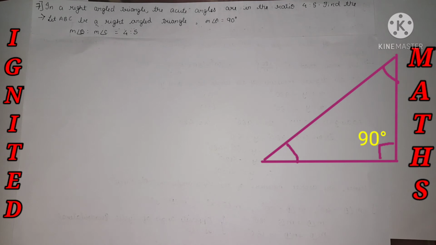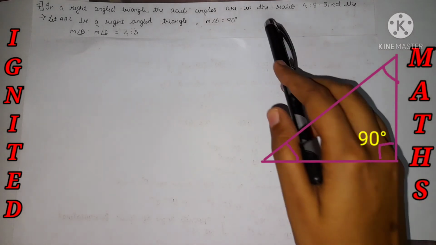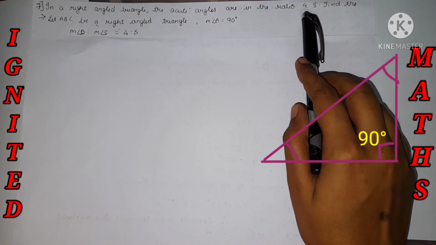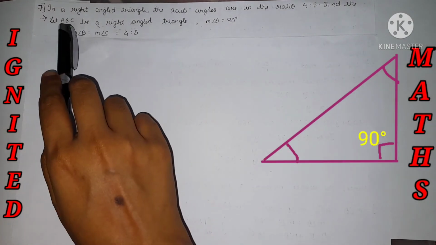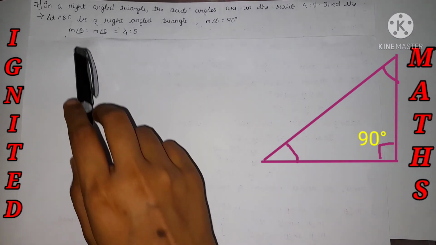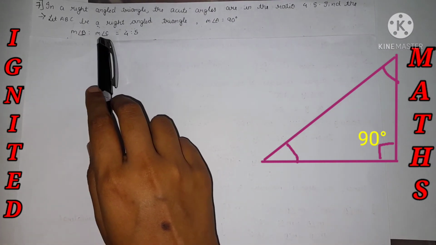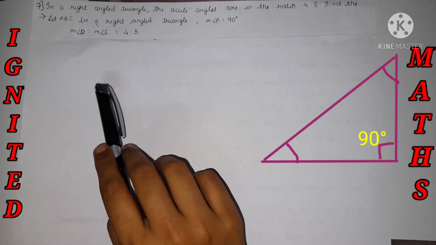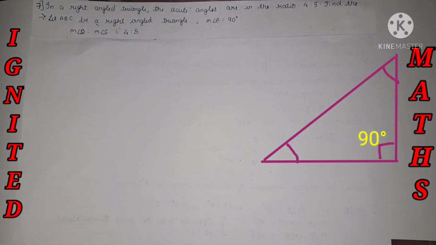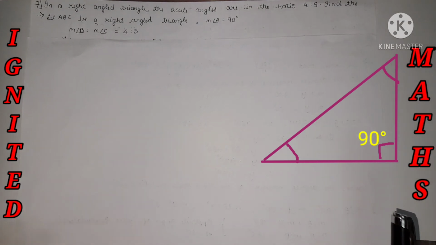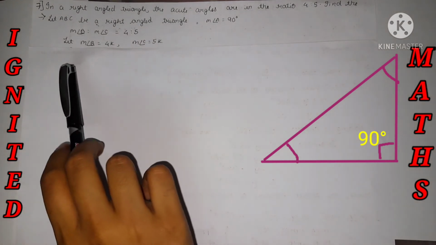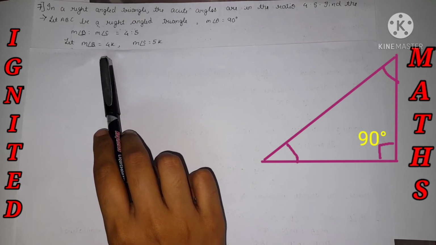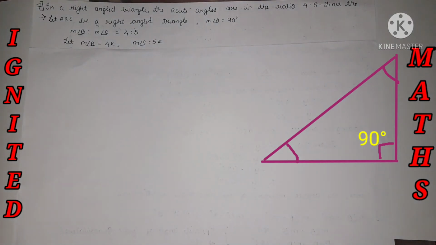Angle A is completely 90 degrees because it's a right angle triangle, and the other two angles they have given in the ratio form, that is 4:5. So we will take angles B and C of triangle ABC. Measure of angle B to measure of angle C is equal to 4:5. Since it is in ratio form, we need to insert a multiple, the K multiple. Let measure of angle B be 4K and measure of angle C be 5K.